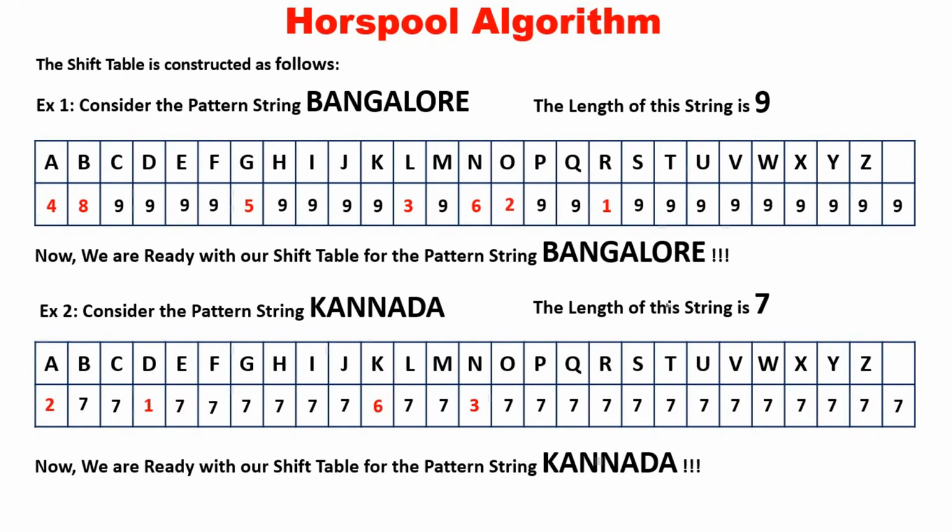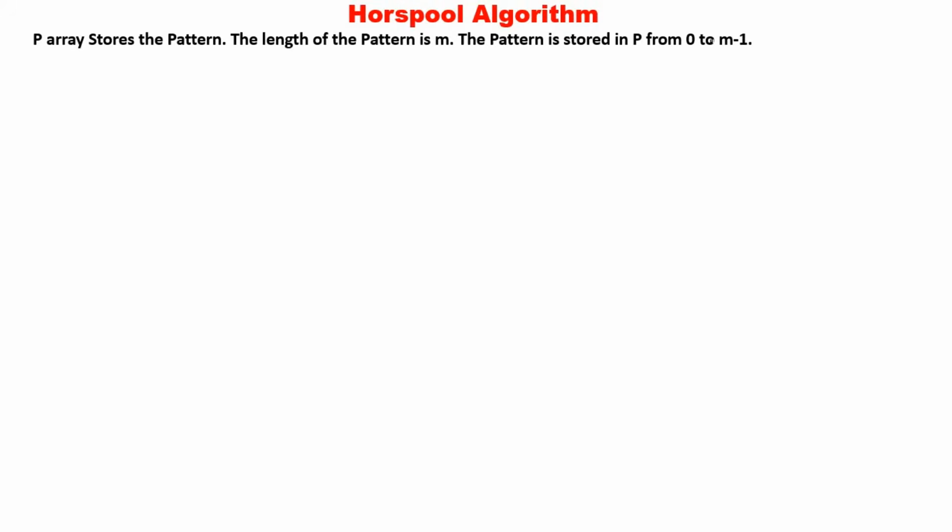Now straight away we will go to the algorithm for constructing the shift table. We know the operation of shift table. Directly we shall go to the algorithm. We have P array which will store the pattern. The length of the pattern is m, small m, and the pattern is stored from 0 to m minus 1. And st, this is our shift table. See, in our example, A size was 27, therefore it was 0 to 26. But A size could be anything.